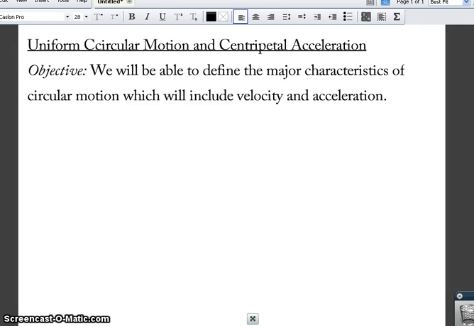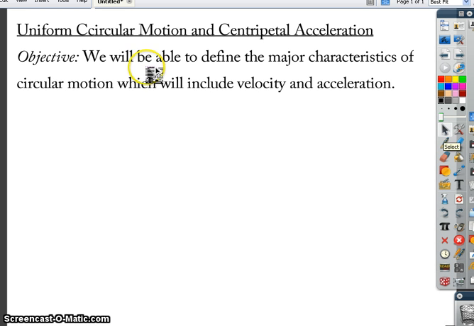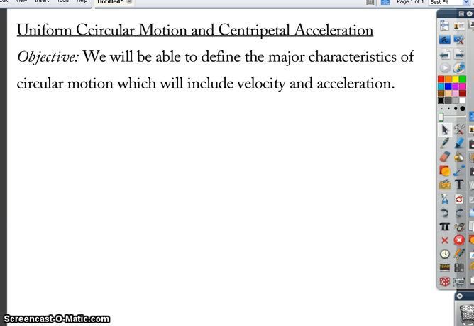Good morning, class, and welcome to this lesson on uniform circular motion and centripetal acceleration. Today, we are going to be able to define the major characteristics of circular motion, which will include velocity and acceleration. Right now, this is going to be all conceptual, and we are just going to focus on what circular motion is and how it relates to centripetal acceleration.